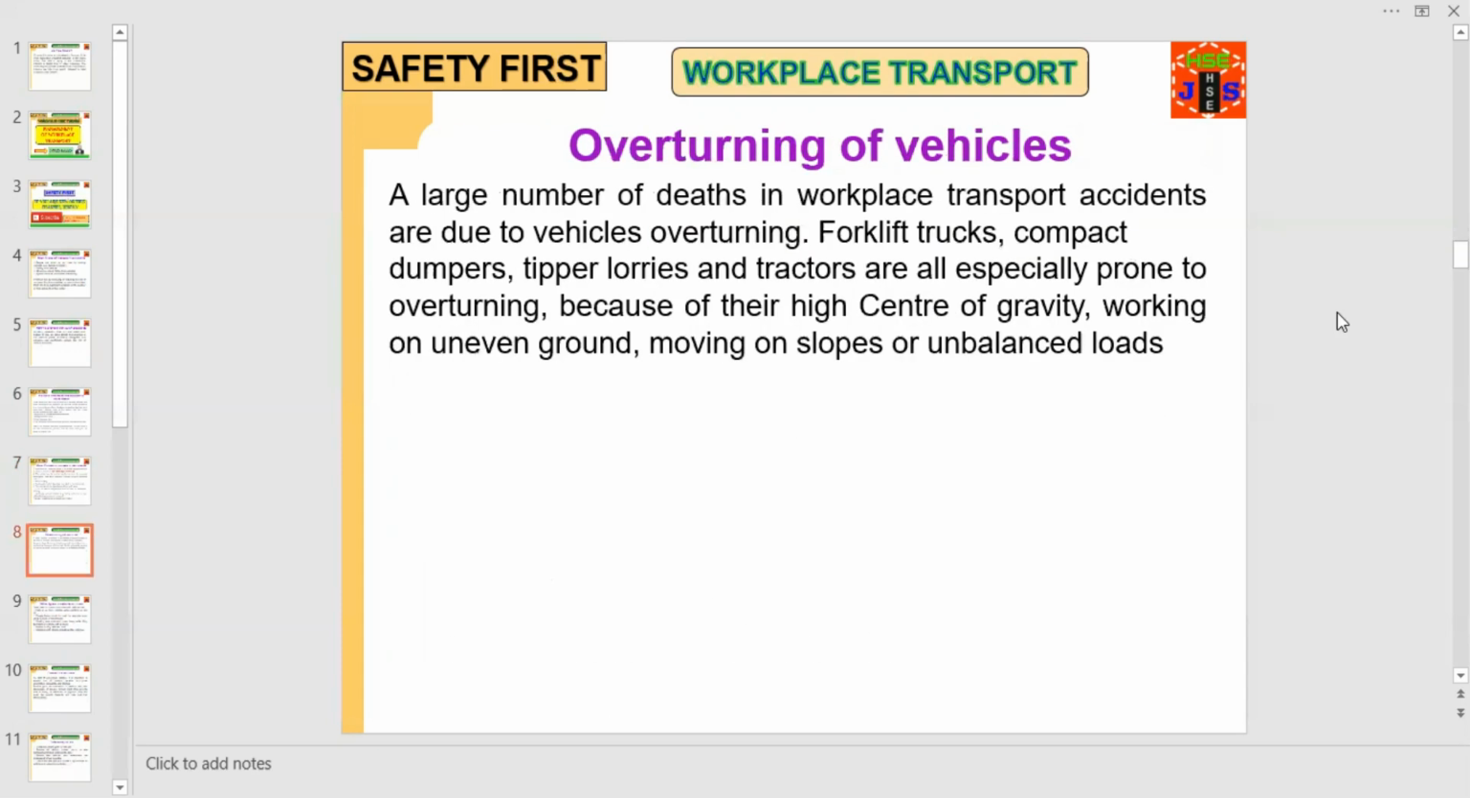The second high-ranking cause is overturning of vehicles. A large number of deaths in the workplace transport accidents are due to vehicles overturning. Forklift trucks, compact dumpers, tipper lorries, and tractors are all especially prone to overturning because of their high center of gravity, working on uneven ground, moving on slopes, or unbalanced loads.